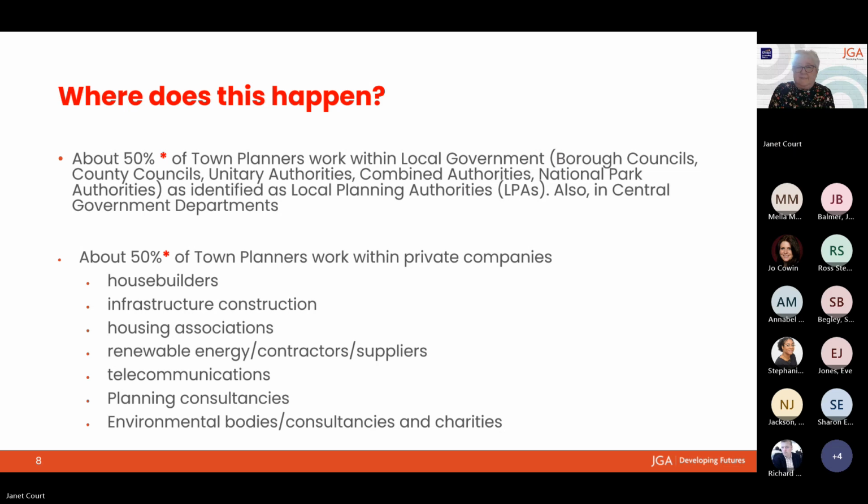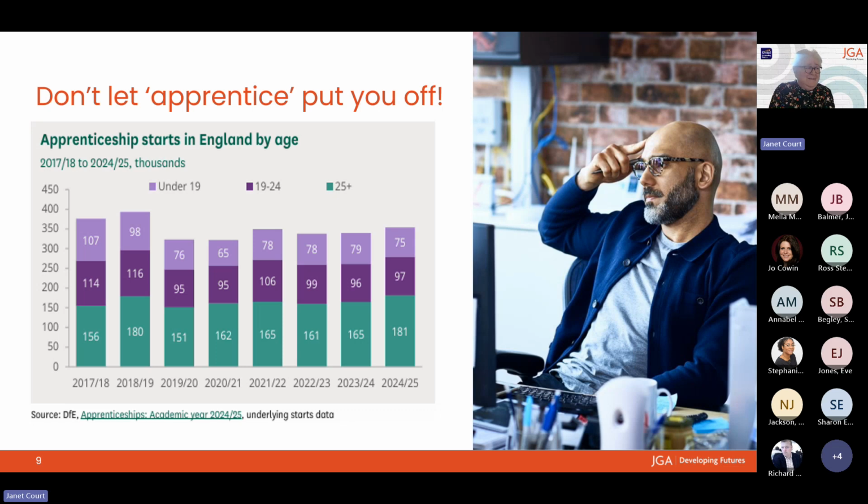Okay, I said I digressed, didn't I? And still on the word apprenticeship. Don't let the word apprentice put you off. Again, if you're as old as me, then you might think, oh, apprentice, that's 16-year-olds. Well, no. There's a minimum age for apprenticeships, which is 16, but there's no maximum age.